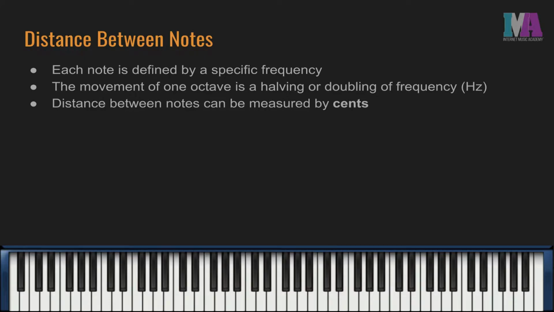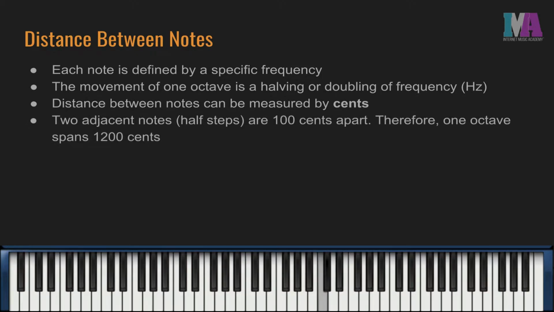The distance between any two adjacent notes, for example C and C sharp, spans 100 cents, or what is commonly called a half step or a semitone. This means that each octave, which contains 12 half steps, is the same as 1200 cents. As you might guess, if we have half steps, we also have whole steps. A whole step, also called a whole tone, is equal to 200 cents, and occurs when we skip over one note, for example, C to D, skipping over C sharp.